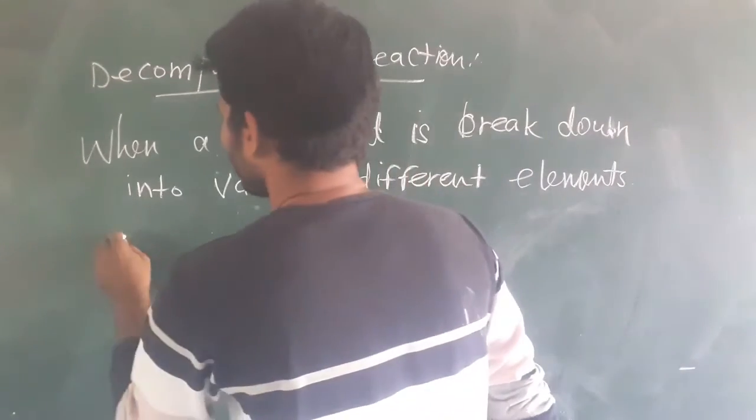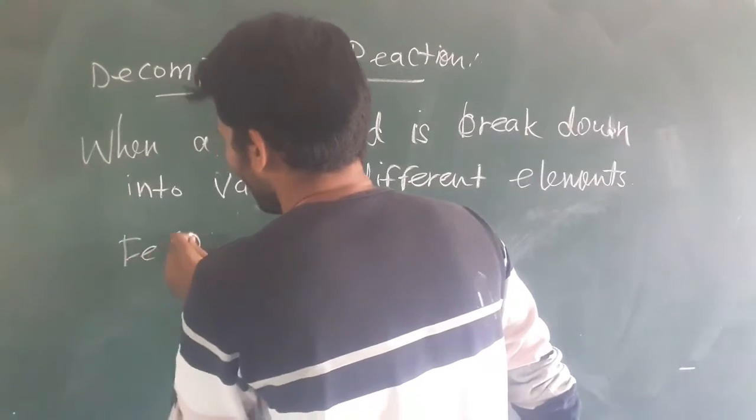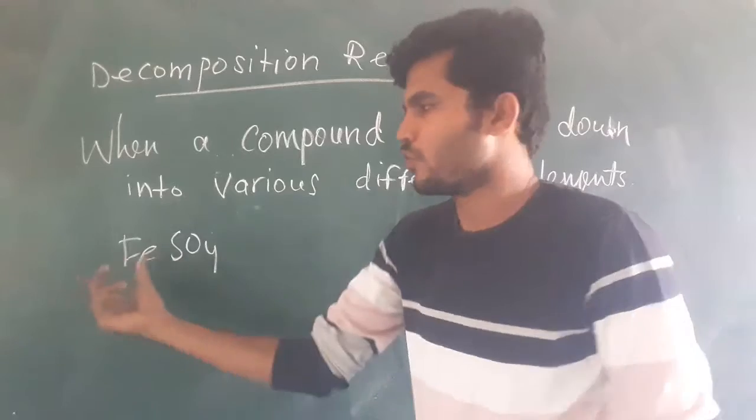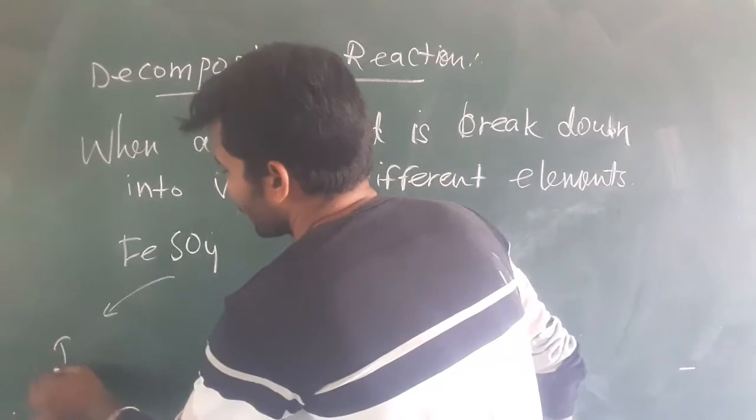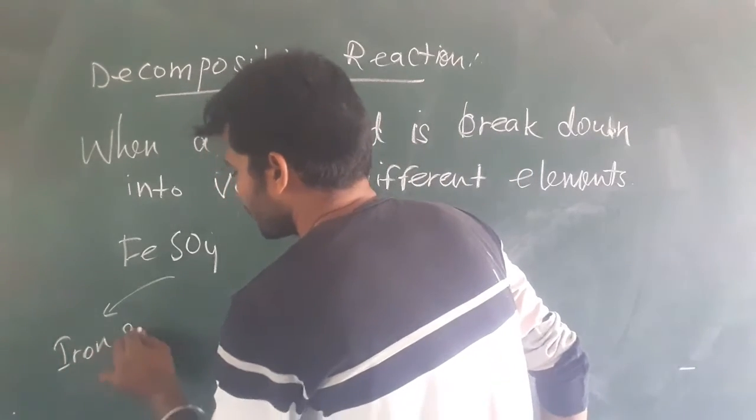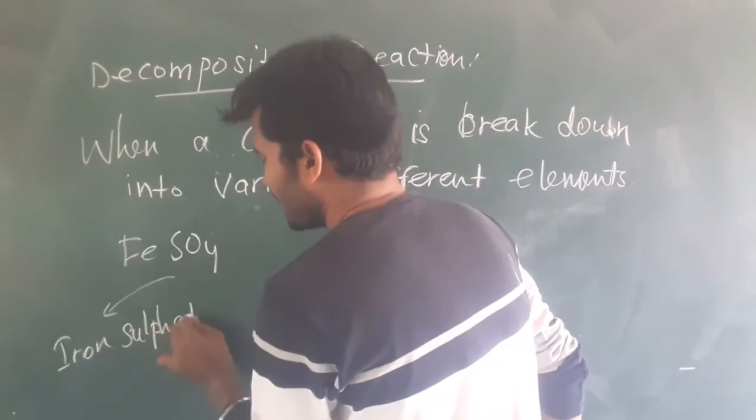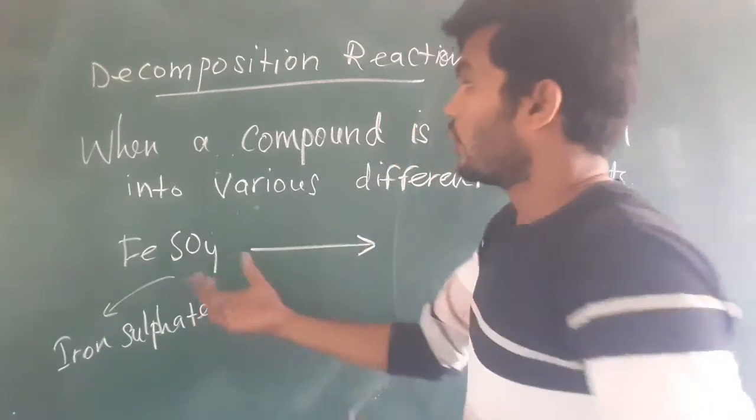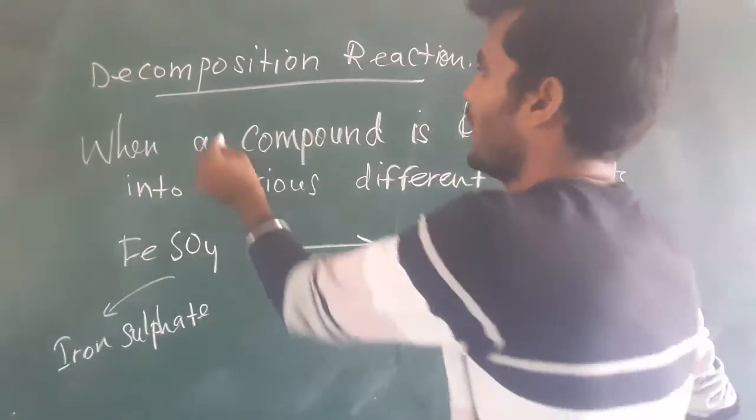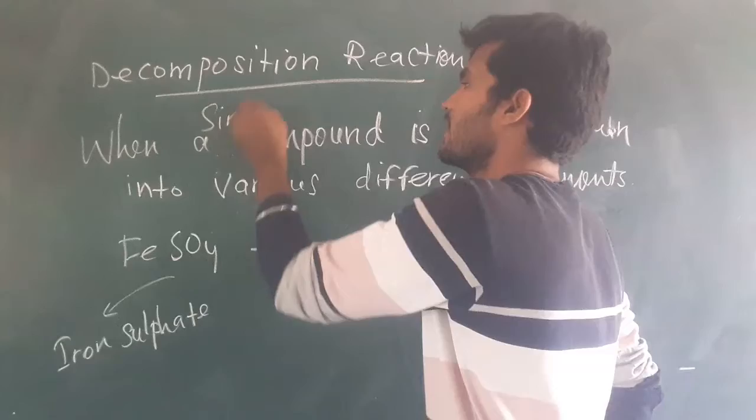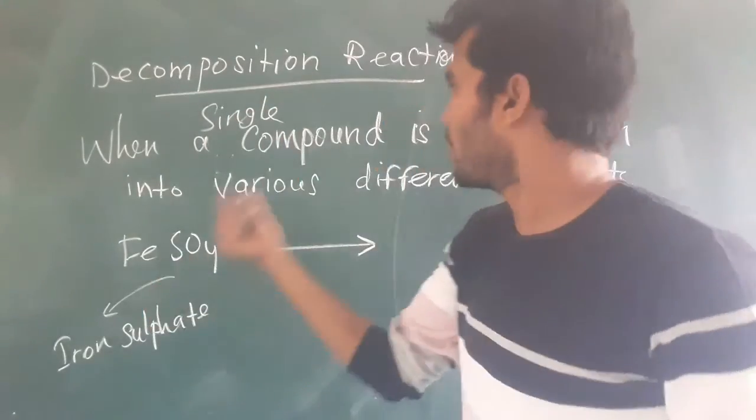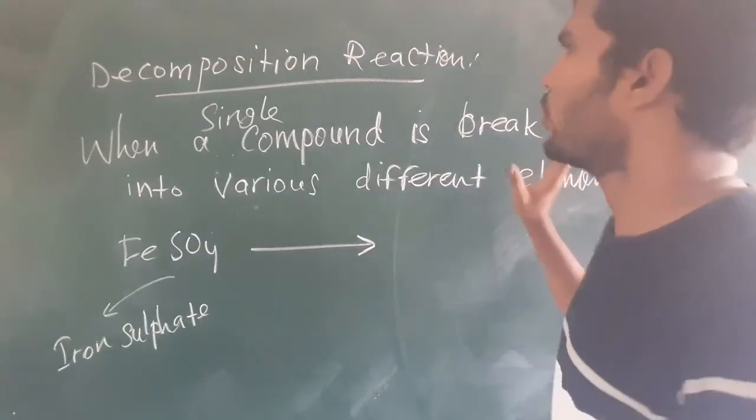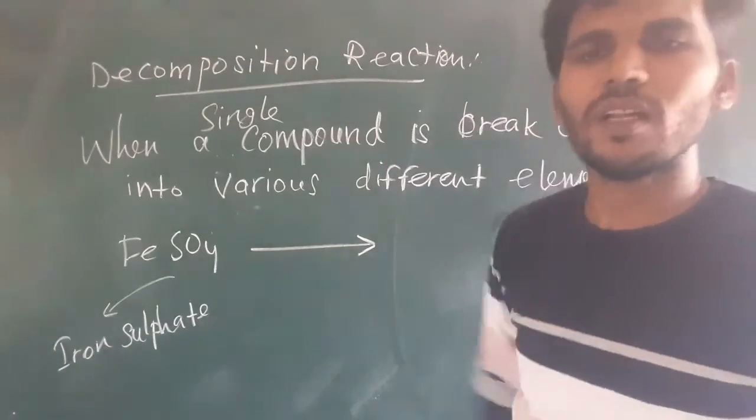For an example, I will take the example here also. So this is FeSO4. Fe is iron, SO4 is sulfate. So this is iron sulfate. When this iron sulfate is reacting, then, what I told, when a single compound, जब एक सिंगल कंपाउंड ब्रेक डाउन होके वेरियस डिफरेंट कंपाउंड या फिर एलिमेंट बनाता है, that is called the decomposition.